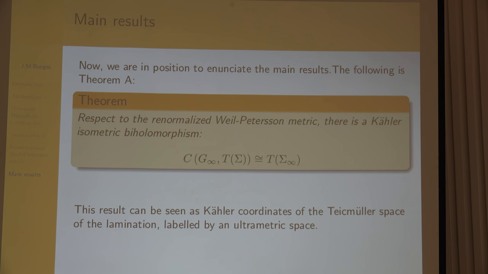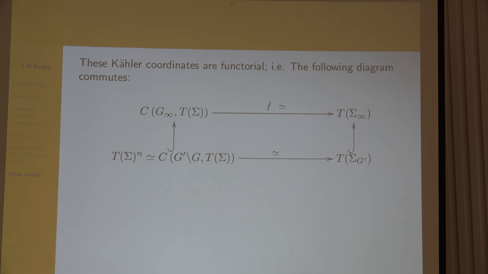Well, Teichmüller valued Kähler coordinates. And it has the very nice property that these coordinates are functorial in this sense: functorial with respect to the inverse limit maps.